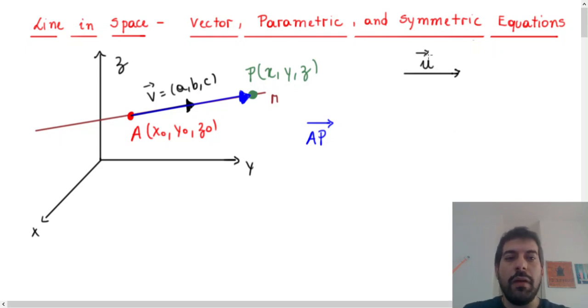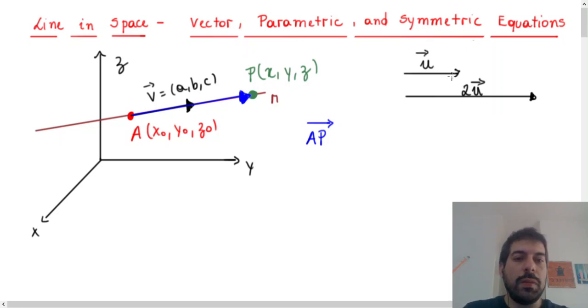For example, if you have a vector u and you multiply it by 2, you will have the vector 2u, which is twice as large as the original one. And if you multiply this vector u, for example, by 0.5, you have the vector 0.5 times u, which will be half of the original vector, okay?